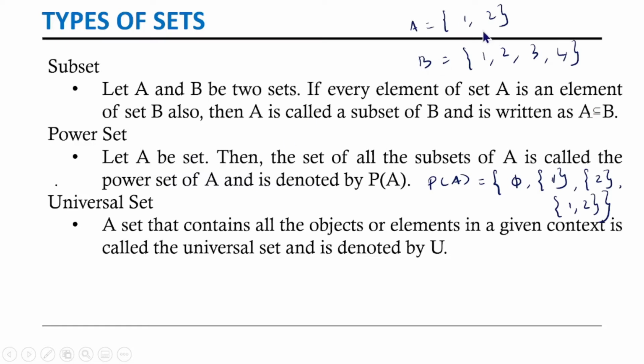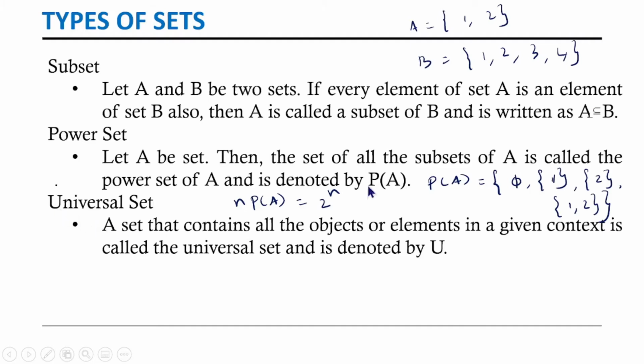So if A has got n elements, then the power set of A will have 2 raised to n elements. If A has n elements, then the number of elements in the power set of A will be 2 raised to n. Say for example, here A has got 2 elements and the power set of A has got 4 elements. So the number of elements in the power set of A is given by 2 raised to n.